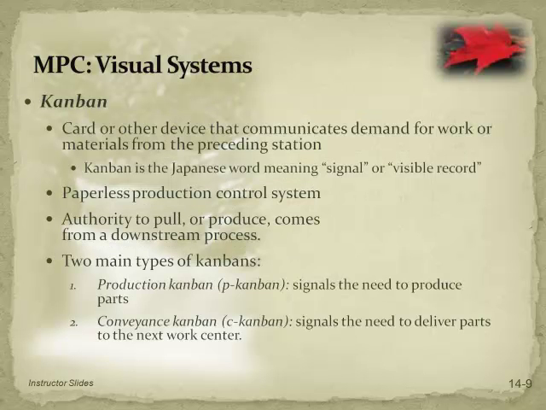Visual systems. So the pull system is usually, but not always, a visual system. And the thing that allows us to determine when we need to do something, that gives us a signal or an authorization to produce something, is called a Kanban system. The word Kanban is a Japanese word that translates into English as signal or visual record. So a Kanban is a card, a physical card.